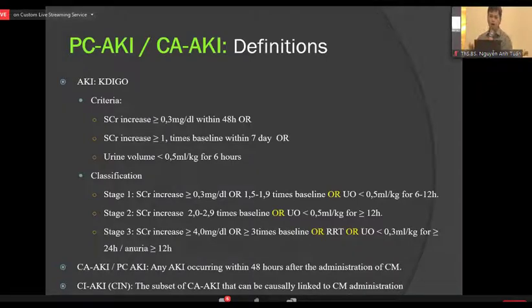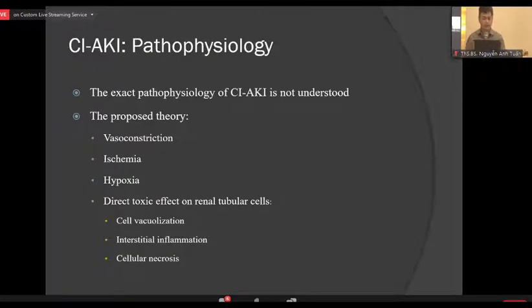Còn nếu chúng ta nói CIN là một nhóm nhỏ của tổn thương thận cấp sau khi sử dụng thuốc tương phản và nguyên nhân là do thuốc tương phản, thì cái này chúng ta không định nghĩa được, không chẩn đoán xác định được. Do đó ngày nay chúng ta sử dụng khái niệm tổn thương thận cấp sau khi sử dụng thuốc tương phản, chứ chúng ta không sử dụng CIN nữa.